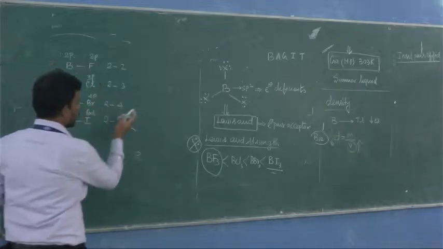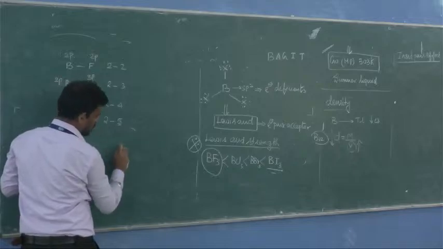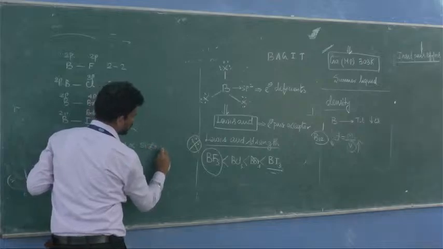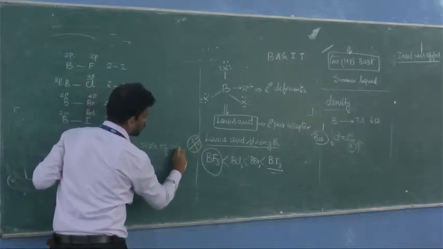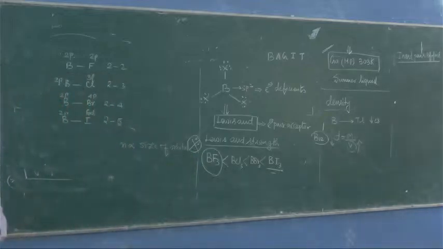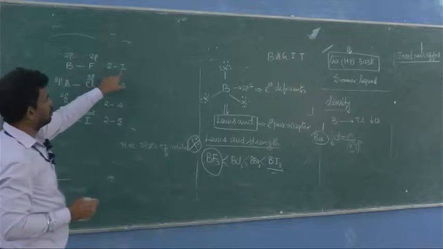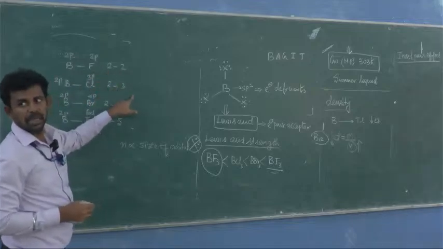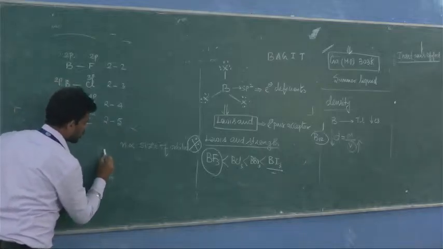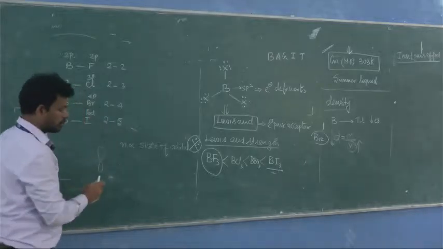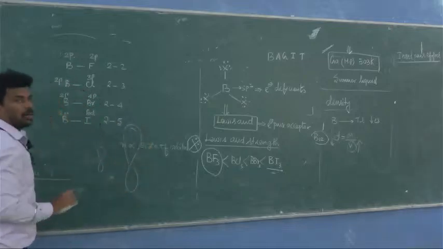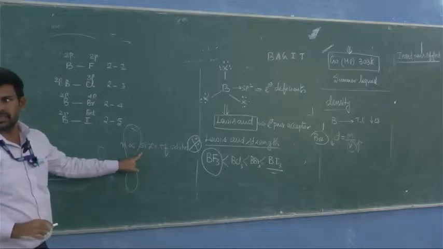We know that as the n value increases, the n value is directly proportional to the size of the orbital. The principal quantum number is directly proportional to the size of the orbital. Is it clear? So here it is 2p and 3p, and in this case 2p and 5p. This is the 2p orbital, whereas in iodine, with 5p, the size of the orbital is going to be more.